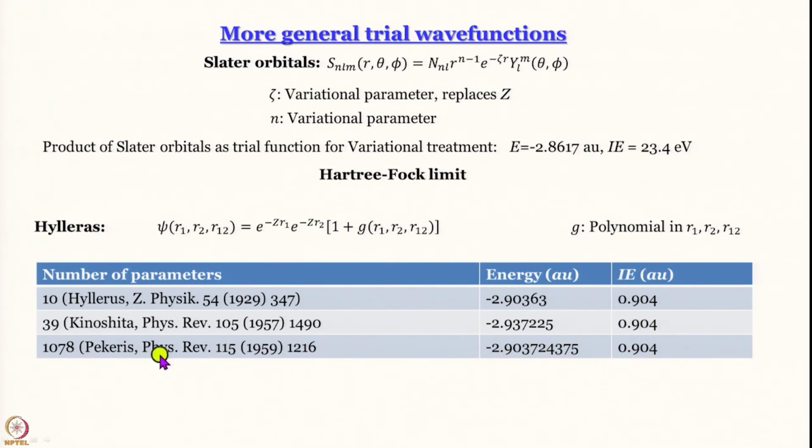Pekeris used 1078 parameters, that means 1078 terms, and published this result in 1959. You see this huge increase in the number of terms, and the improvement is there, right, minus 2.903. I think I missed a 0 here, I am sorry about that. It is not minus 2.937225, it is minus 2.9037225, okay. So, you get something like this.